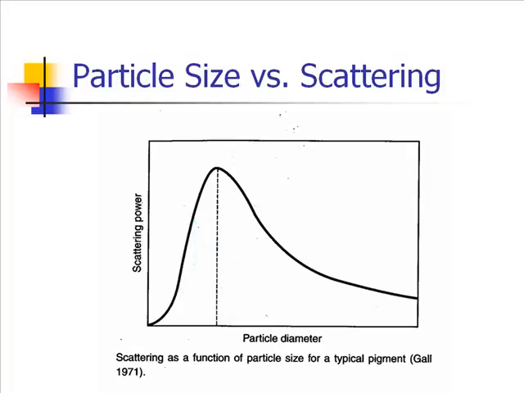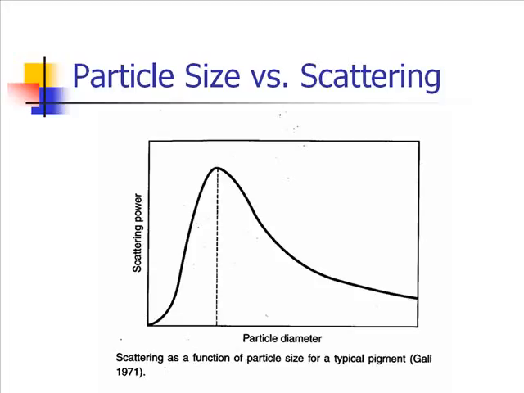So if we go to the right and get larger, the amount of scattering and the coloring strength goes down. And if we go to the left, it goes down also. Realistically, very seldom, if ever, do you get to that point. So what we generally say is the smaller the particle size, the better the coloring strength, the better the scattering.